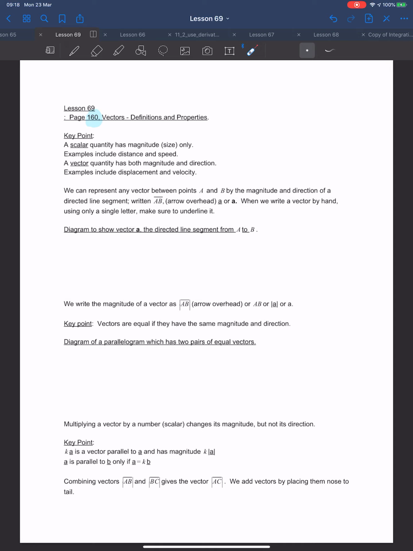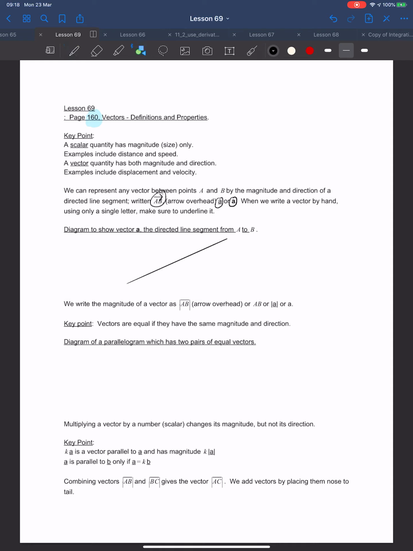We can represent any vector between points A and B by the magnitude and direction of a directed line segment written AB with an arrow overhead, or underline A, or bold A. I think books quite often have bold A, but when we're doing our handwriting we'll probably use underline A or the one with the arrow. When we write a vector by hand using only a single letter, make sure to underline it. Diagram to show bold A, vector A, the directed line segment from A to B.